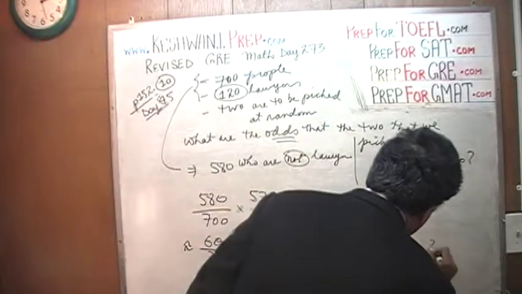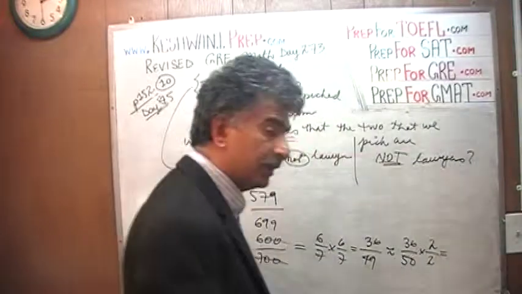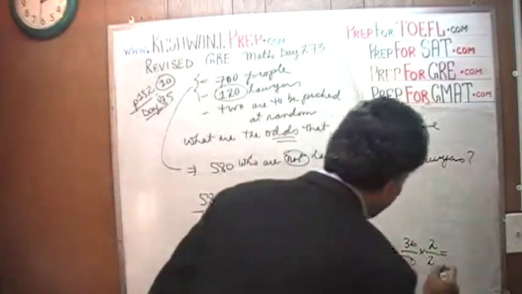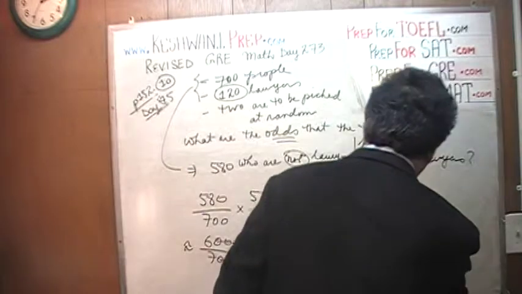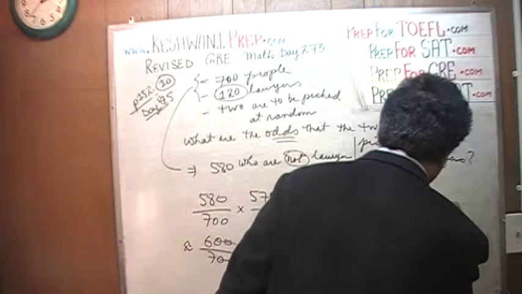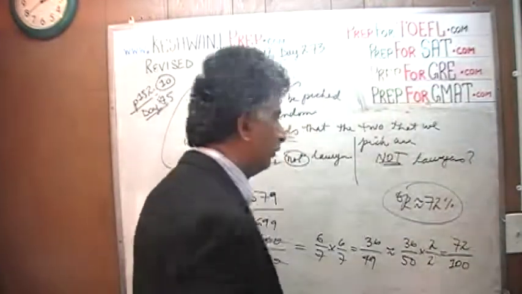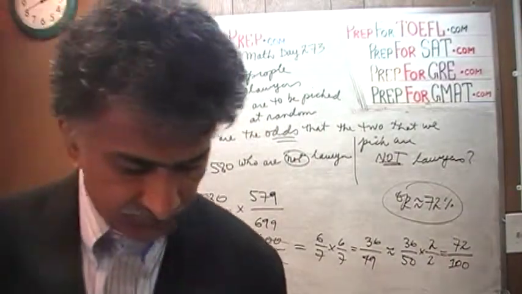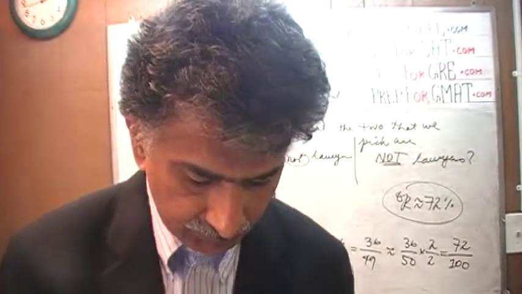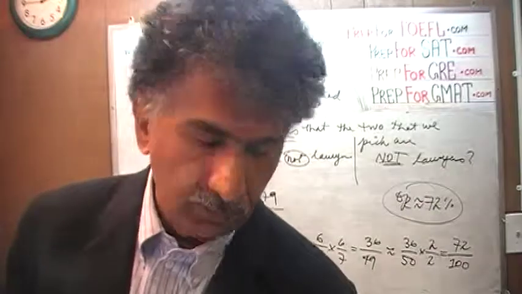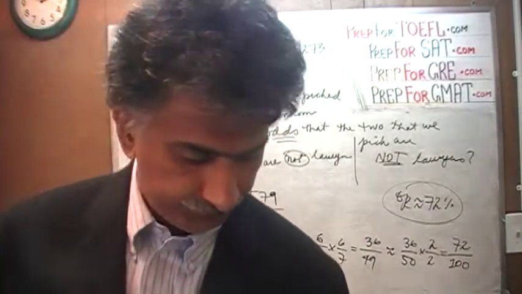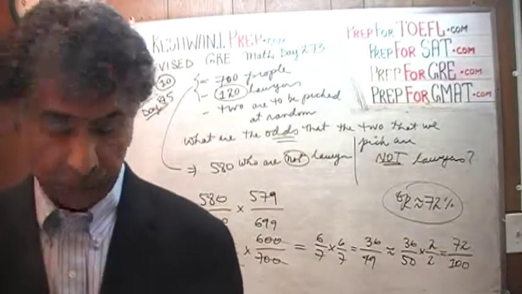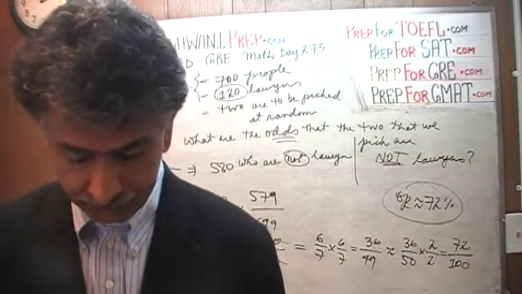Multiply top and bottom by 2, so that we have 100 at the bottom, and now we have 72 out of 100, or approximately 72%. There is approximately a 72% chance that the 2 people that we picked are not lawyers in this group. That's all. And therefore the answer is C, 72%.